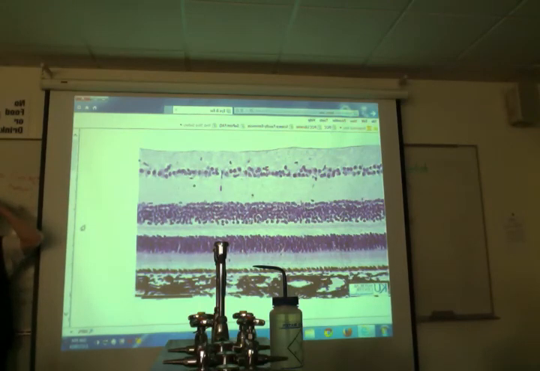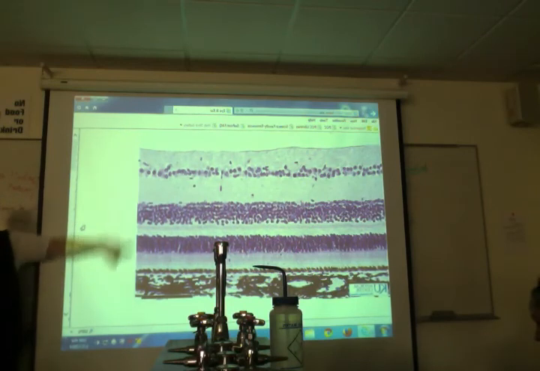Make sense? What is the neural layer? That is the neural layer. All that's the neural layer. Oh. That's all in the retina.